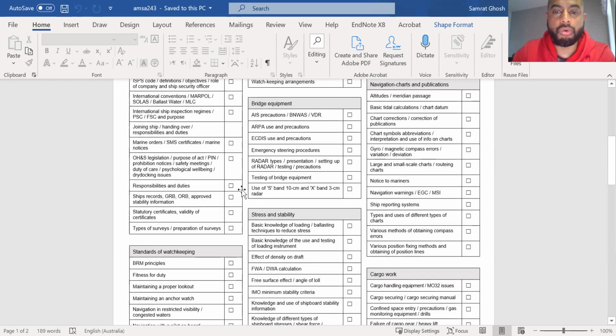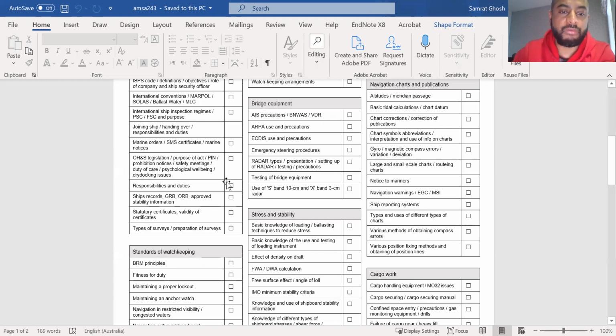Now, I don't want to read through this checklist because you can download it from the AMSA website. If you go into the AMSA website and just type in oral examination checklist or something like that in the search section, you will find this checklist. This checklist is for second mate candidates or deck watchkeeper candidates. You can find similar checklists for chief mate and ship's masters as well. And depending on the tonnage, sometimes they have different checklists as well.